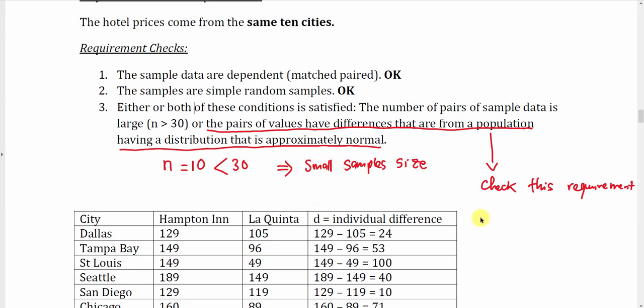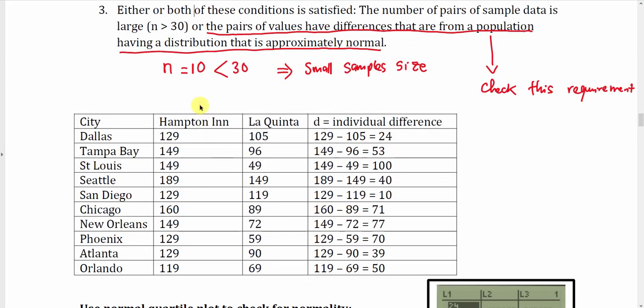Now you must check this requirement: the pairs of values have differences that are from a population having a distribution that is approximately normal. So we check the differences between the data and make sure that they are coming from a normally distributed population. Okay, so we have the prices for the Hampton and La Quinta.